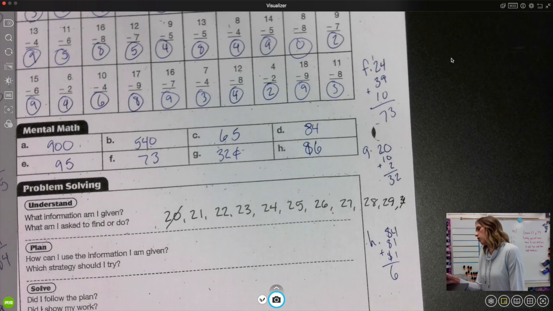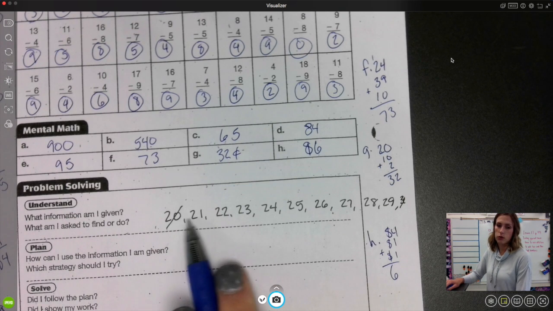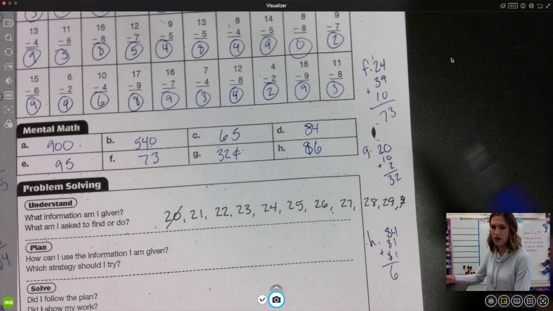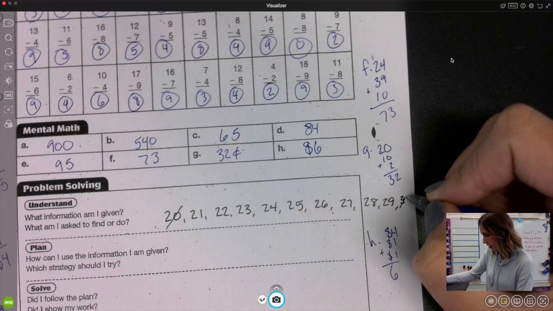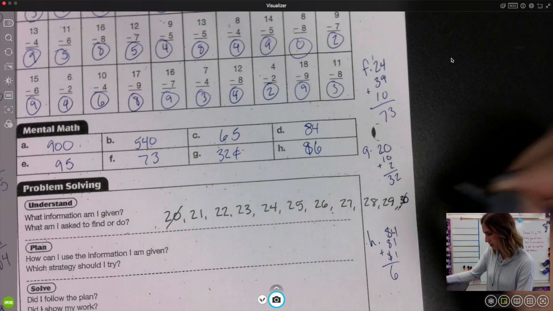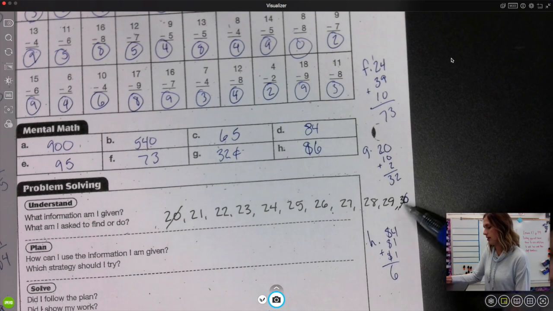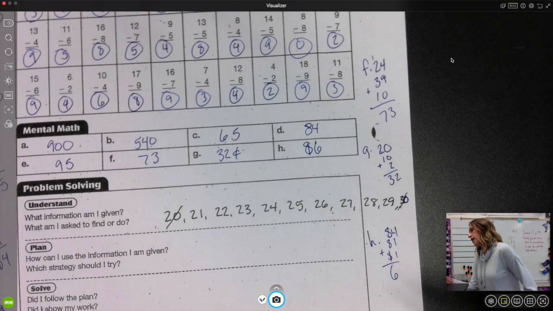All right? So, as you see, I wrote these all out. 20, 21, 22, 23, 24, 25, 26, 27, 28, 29. 30 kind of got cut off on the copier, so if you could just finish that 0 and then cross it out. It says more than 20, so it can't be 20, and less than 30, so it can't be 30. Now, he arranged them into 2 equal stacks.